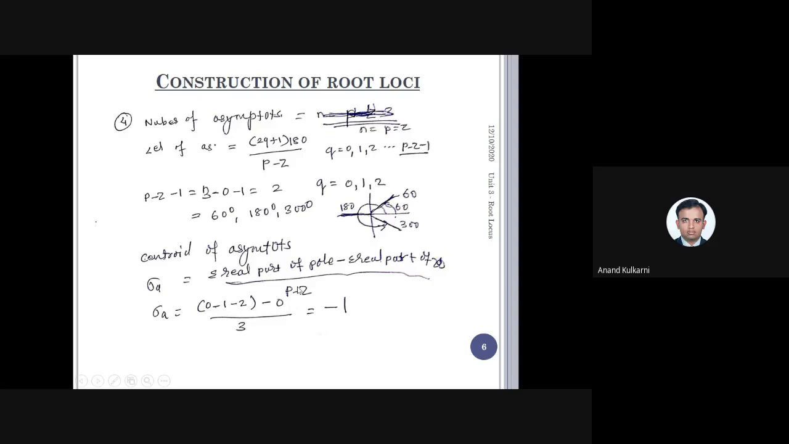There are no zeros in our problem, so the sum of the zeros is 0. Minus 1, minus 2, that is minus 3, minus 0 is minus 3, divided by 3 is minus 1. So the centroid, that is the starting point of these asymptotes, will be at minus 1. This point is minus 1, which means it is on the left hand side of the j omega axis.